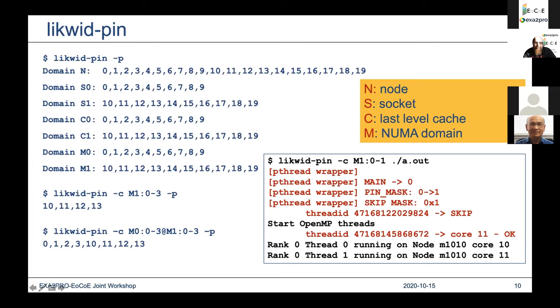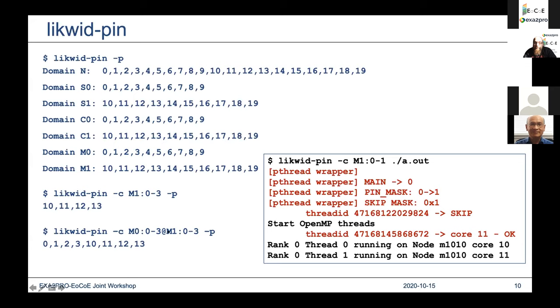If we want to combine that, like if you want to have four threads per memory domain, then we can combine that with an at sign. And then we get exactly the list that we want to use. If you now change to a different system, which at least has four cores per memory domain, you can use this pinning string and LIKWID will select the proper CPU cores under the hood. So you don't have to care about it anymore.